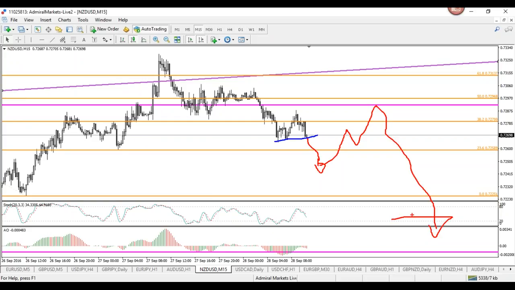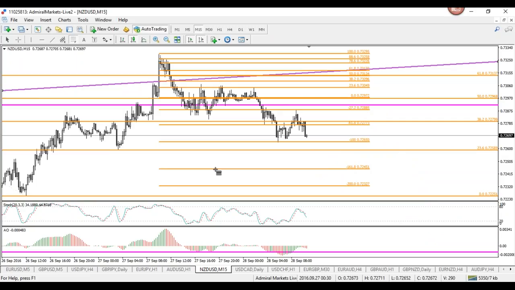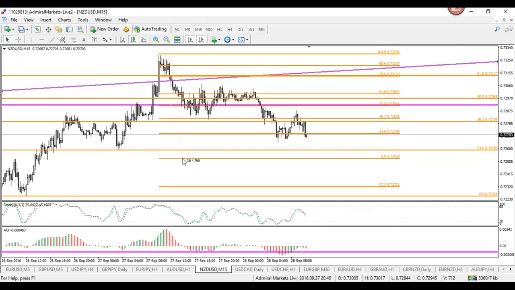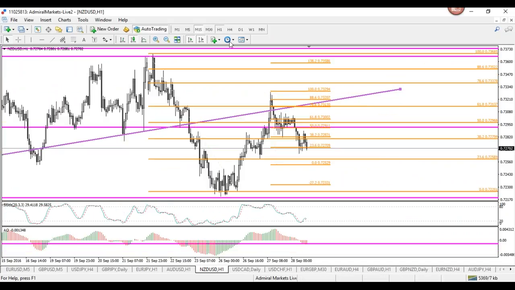If you have a stop loss at 73.40, let's put a fib from here to here and see where 73.40 is. Oh, that's above this top. Yeah, that should be fine. That looks good to me, in my view at least. It could even be at break even, the 88.6 fib or 73.20.